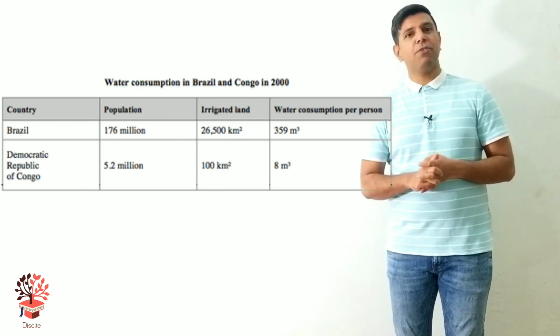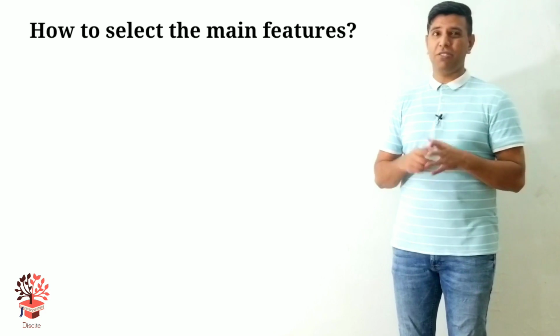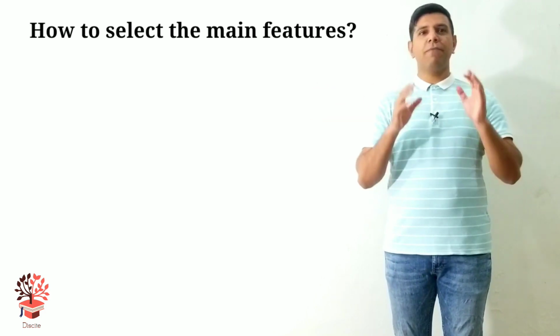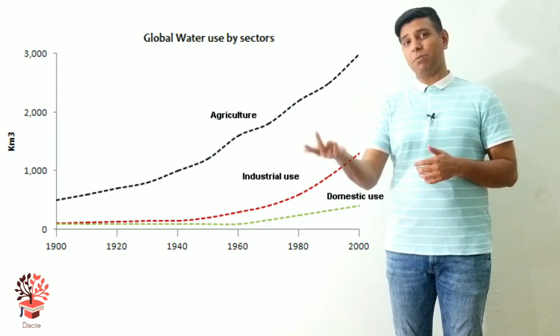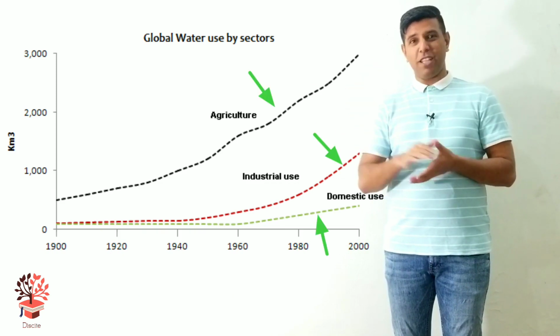Right, anyways, so now the next point is, how do we select? Because we have to select some points, we don't have to talk about everything. So let's start with the line graph. What sort of a line graph is that? Single variable or multiple variable? Definitely multiple variable, because we're talking about three variables here.